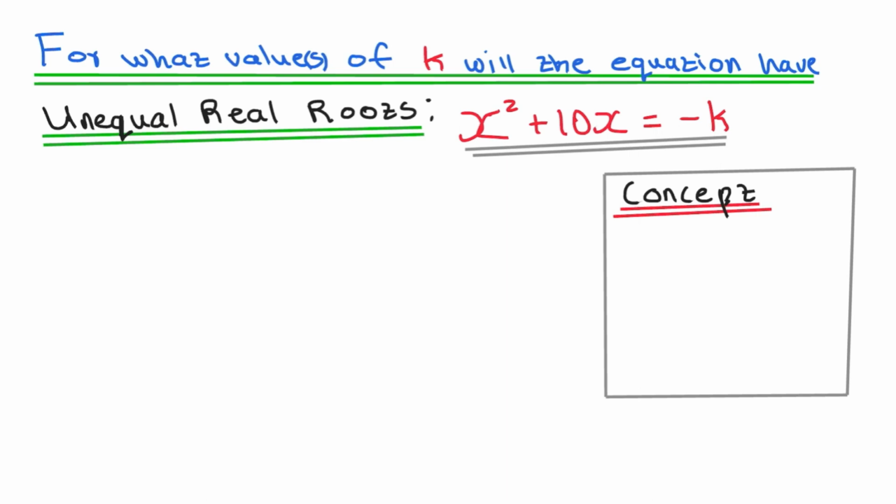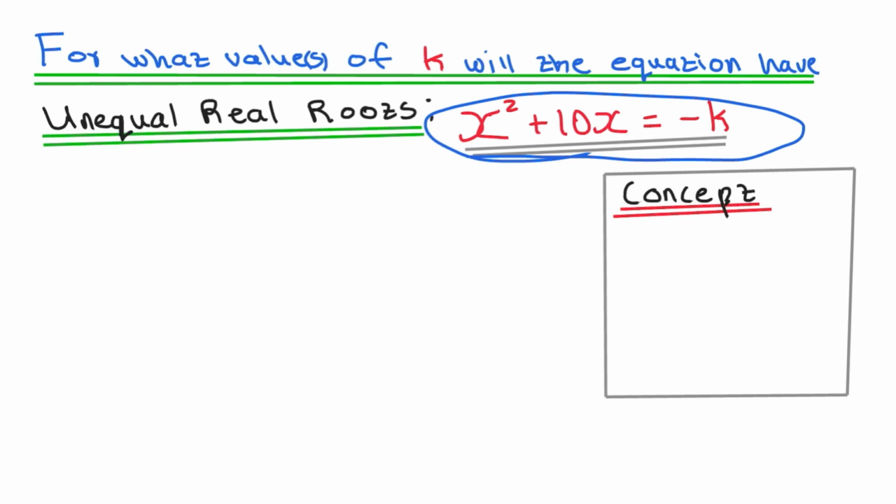So guys, brace yourselves as we dive into the concept of unequal real roots. But I want to answer this question, okay? As you can see on the screen, for what values of k will the equation have unequal real roots? The equation that they're talking about is x squared plus 10x equals negative k.